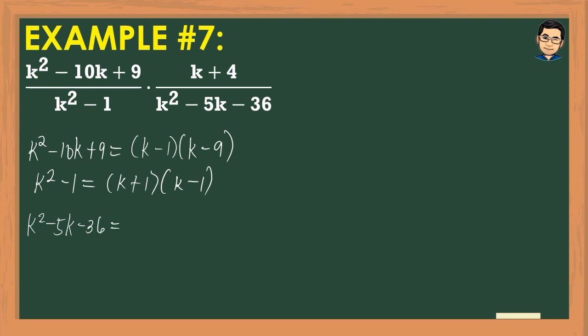Okay, so what are the factors of negative 36 that when added will give a sum of negative 5, the coefficient of the middle term? So, that is negative 9 and 4. So, negative 9 po. Negative po yung 9 because yung middle term po kasi natin is negative. Okay. So, and then, rewrite lang natin.